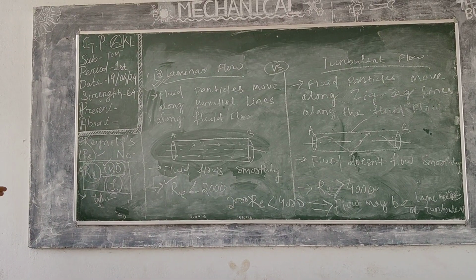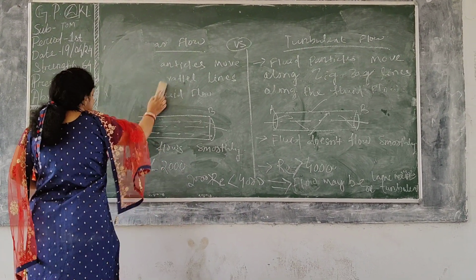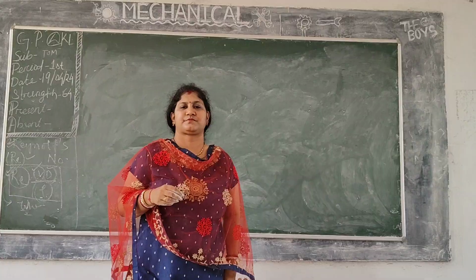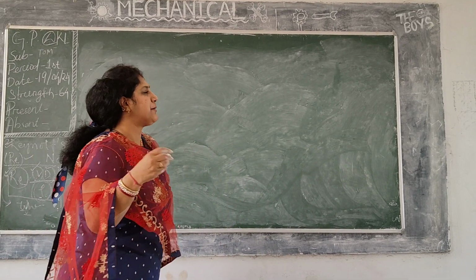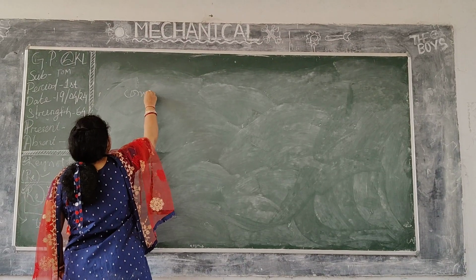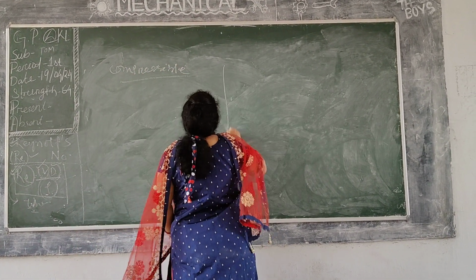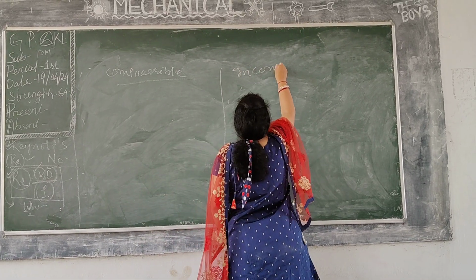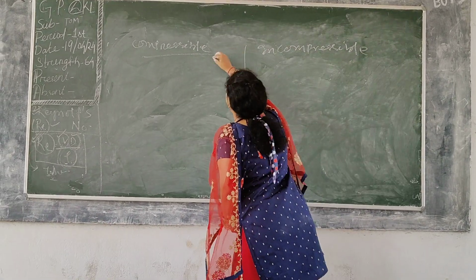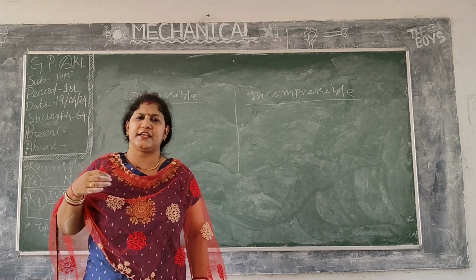Okay. So now we are going for the next type. What is the next type of fluid flow? Okay, next we go for compressible and incompressible fluid. In this class we have studied 3 types, and the next 3 types we will study in the next class.